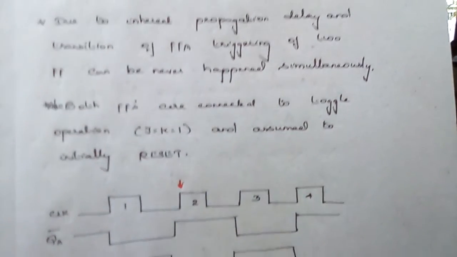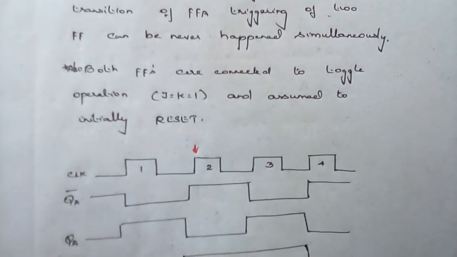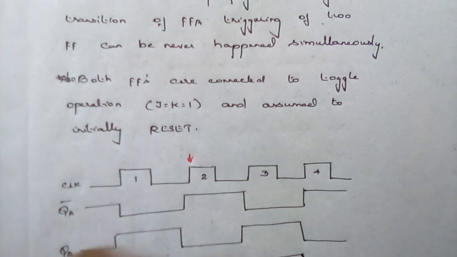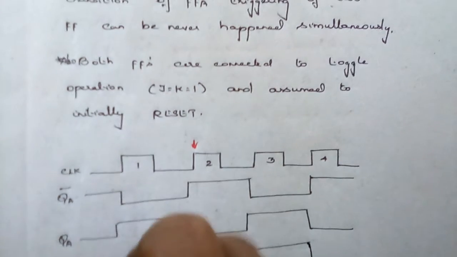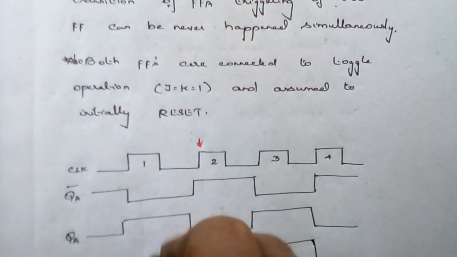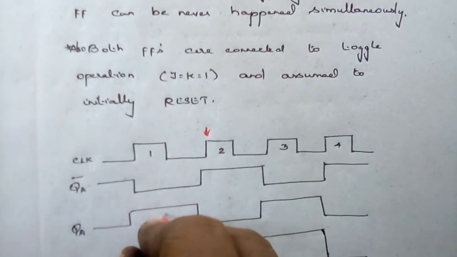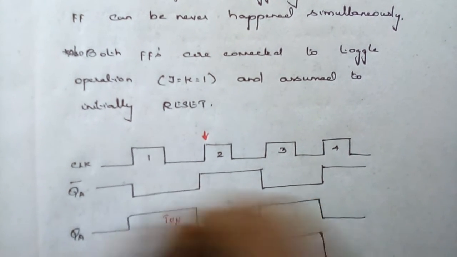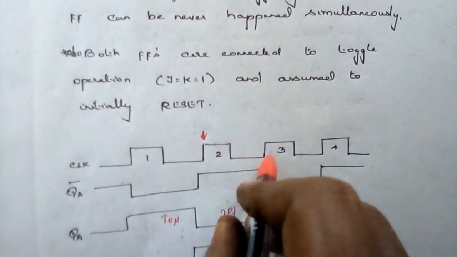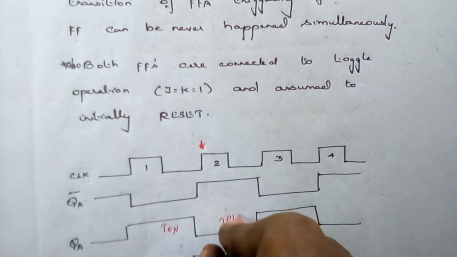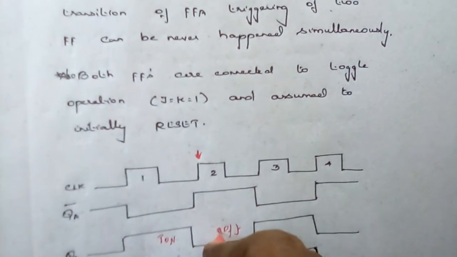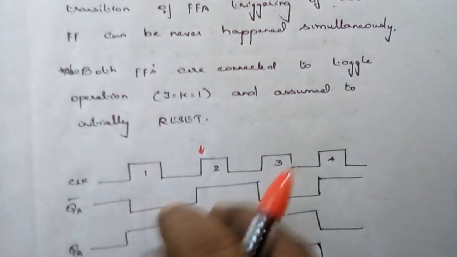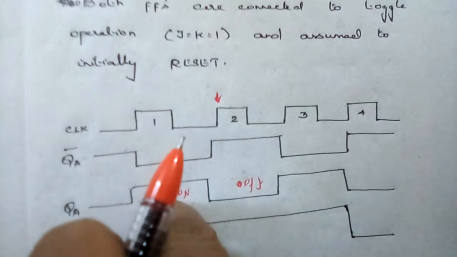Coming to the first case, the clock pulse is given, and for the first cycle the counter counts, and it has a T on state, and this is the T off state. Okay, for the second cycle, the counter automatically goes off. Right, that means the first stage of the flip-flop goes off.